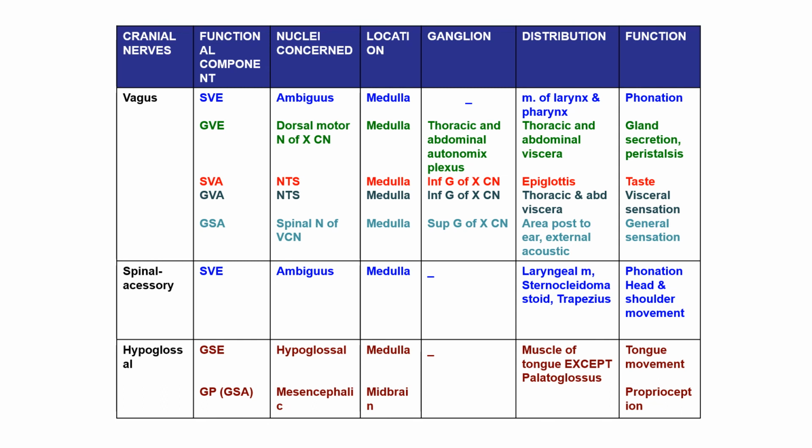Next is the general proprioceptive or the general somatic afferent. The nucleus concerned with it is the mesencephalic nucleus, which is located in the midbrain. The fibers are distributed to the muscles of the tongue, carrying the proprioceptive sensations from them.